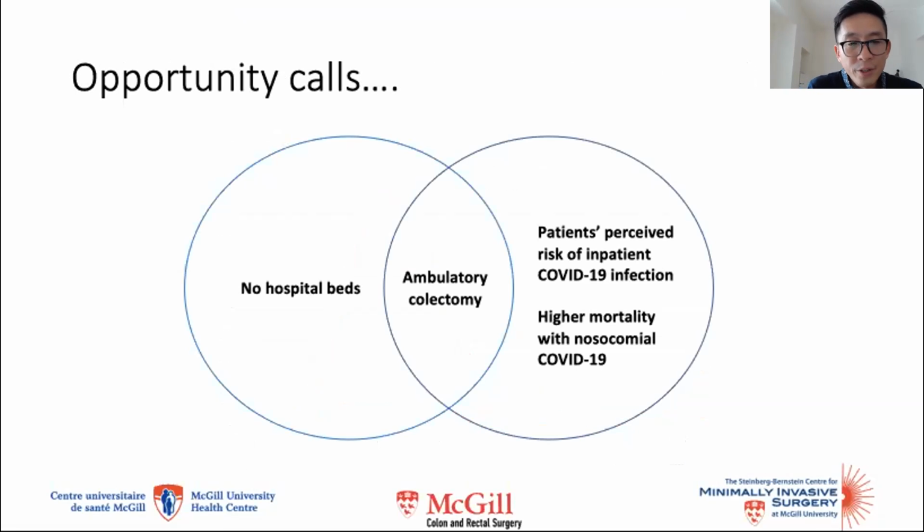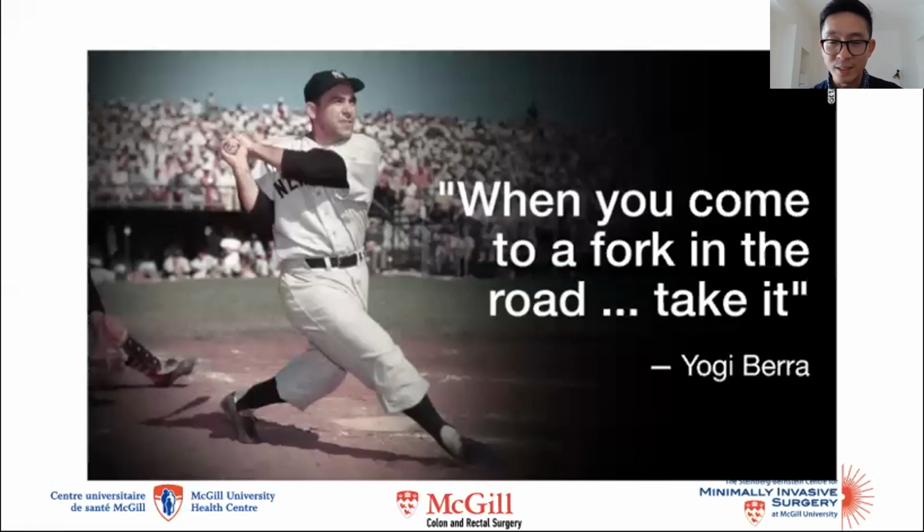But that offered a unique opportunity for us, right? Because in COVID there were really no hospital beds, either because we wanted to maintain hospital capacity, or because our hospitals were actually full. And patients themselves didn't want to be in the hospital because they were afraid of catching COVID. We also knew that patients who caught COVID while in hospital had a very high mortality. So in this little Venn diagram, this is where ambulatory colectomy was very useful, because there were no beds, so patients couldn't stay, and patients didn't want to stay. So ambulatory colectomy, or same-day discharge, was a really good response to this. As Yogi Berra once said, if you know who Yogi Berra is, this is one of his Yogiisms: when you come to a fork in the road, you've got to take it.